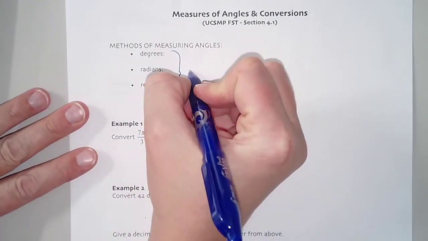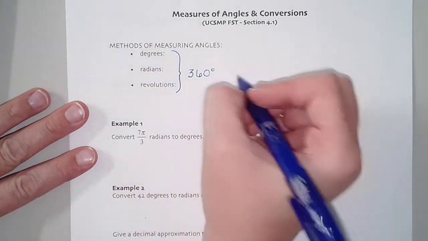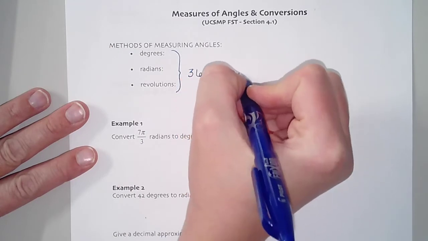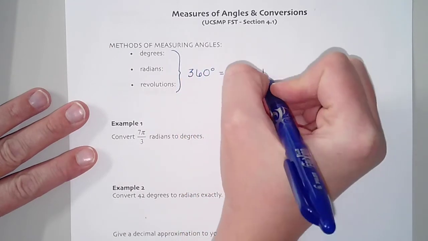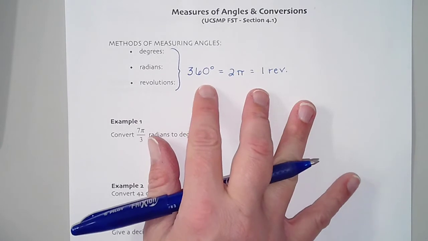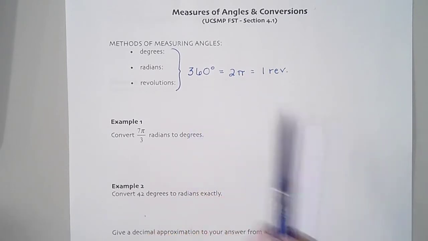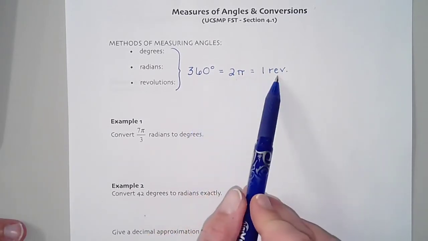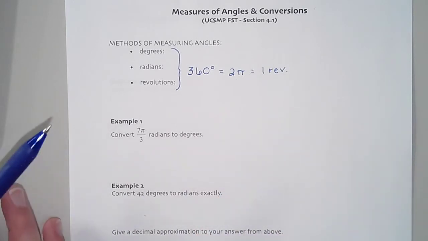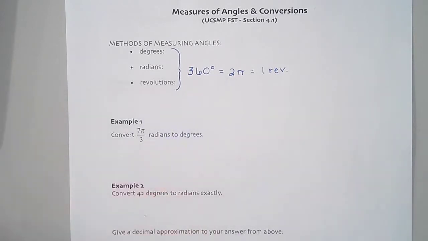In the land of degrees, the full circle, or one full turn around the circle, is 360 degrees. In the land of radians, that's equivalent to 2 pi. And in the land of revolutions, we would just call that one revolution. These three things being equivalent to each other is the cornerstone of all this conversion stuff that we're going to be doing, because all we're going to do is set up proportions using these values. If you need to, you can label this is degrees, this is radians, this is revolutions, but everything we do is just writing fractions out of 360, fractions out of 2 pi, fractions out of 1 revolution.